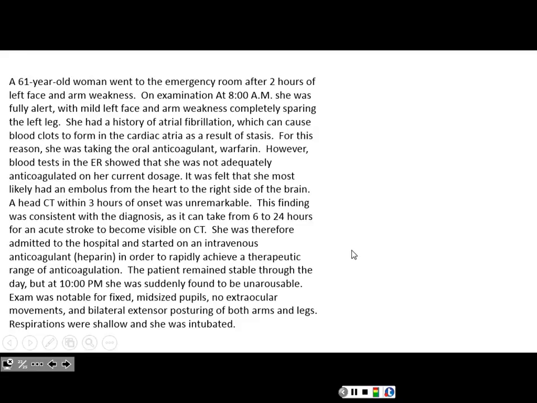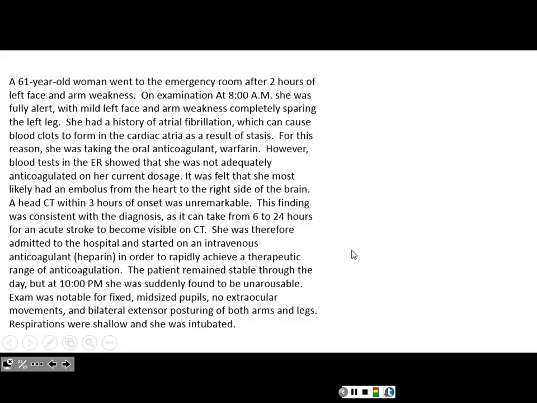A 61-year-old woman went to the emergency room after 2 hours of left face and arm weakness. On examination at 8 a.m., she was fully alert with mild left face and arm weakness, completely sparing the left leg. She had a history of atrial fibrillation, which can cause blood clots to form in the cardiac atria as a result of stasis of the blood, right? For this reason, she was taking the oral anticoagulant warfarin. However, blood tests in the ER showed that she was not adequately anticoagulated on her current dosage. It was felt that she most likely had an embolus from the heart to the right side of the brain.